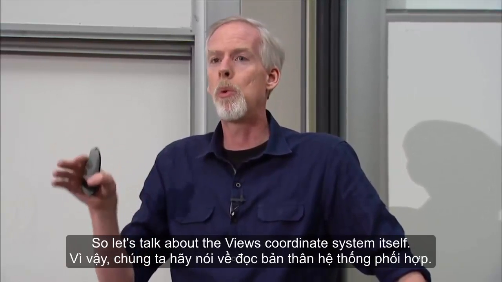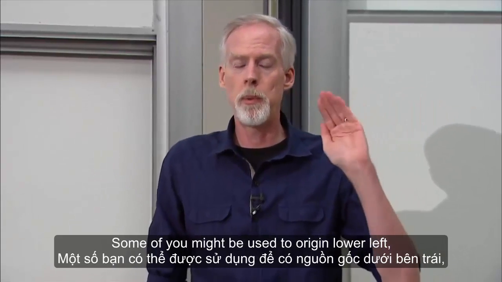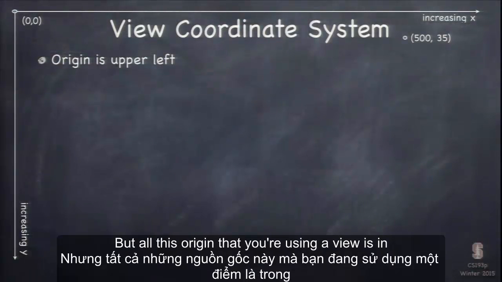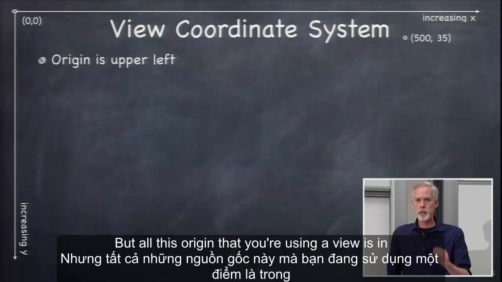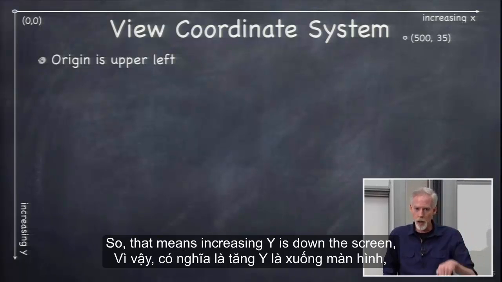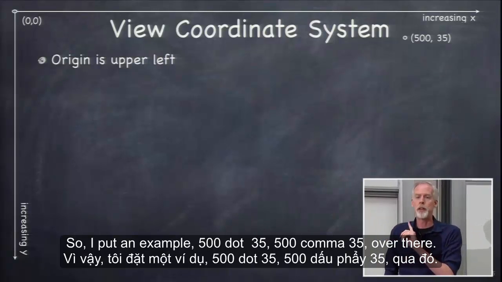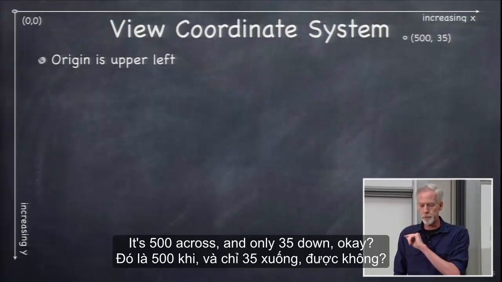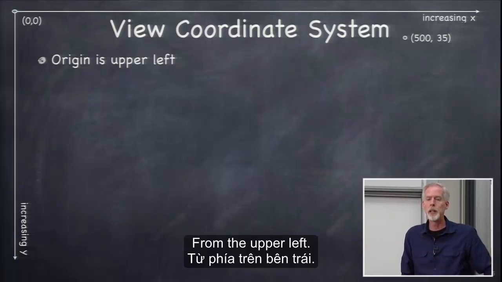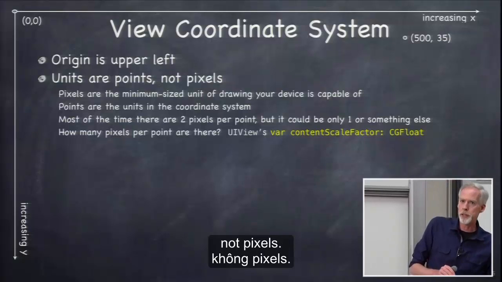So let's talk about the view's coordinate system itself. First of all, origin upper left. Some of you might be used to origin lower left, like Cartesian coordinates, where the origin is in the lower left. But the origin that you use in a view is in the upper left. So that means increasing y is down the screen. Increasing x is across. So I put an example 500,35 over there. It's 500 across and only 35 down, okay, from the upper left. The units that we're talking about here are points, not pixels, okay?